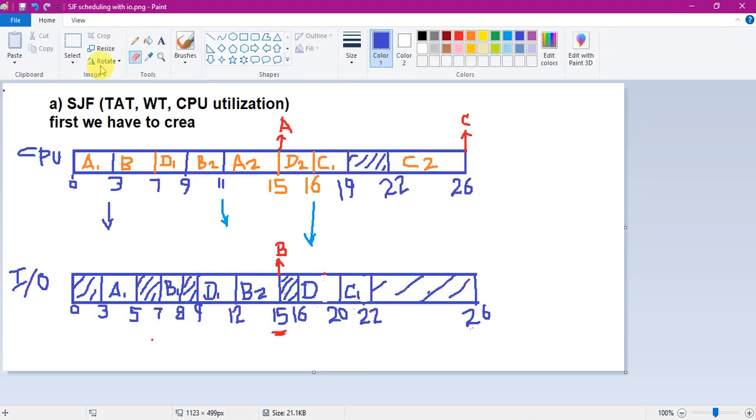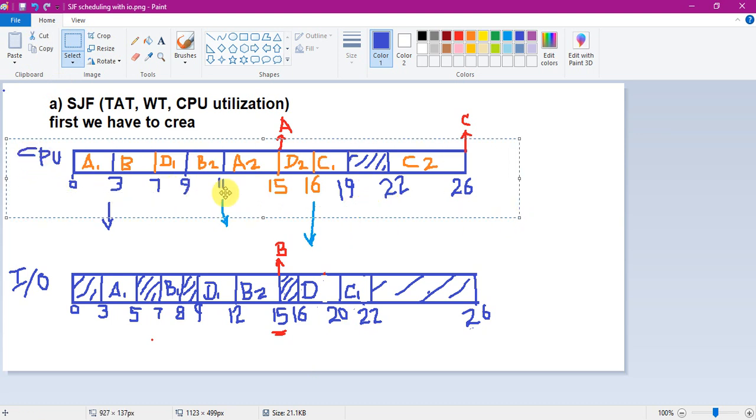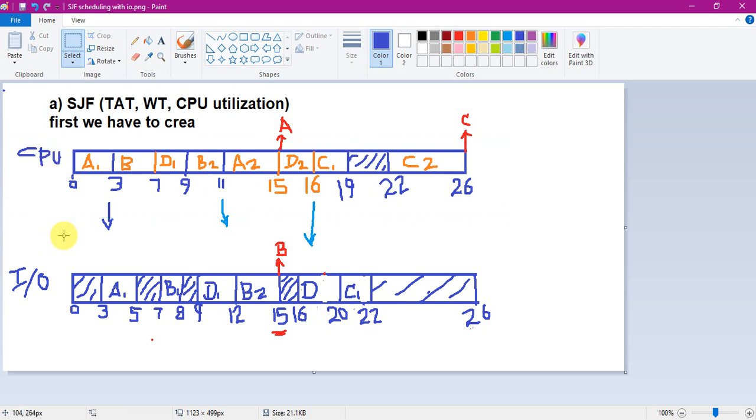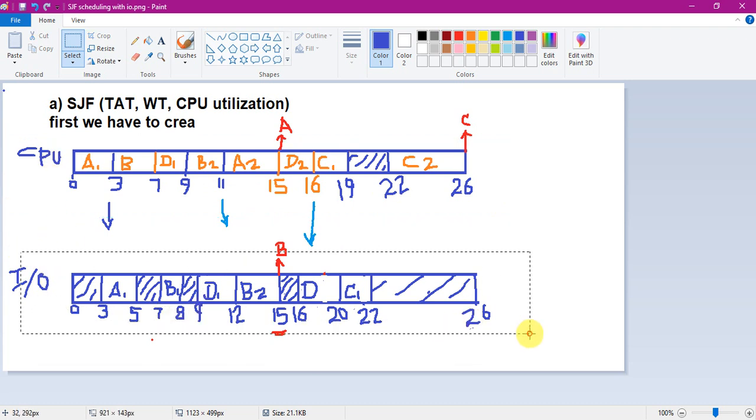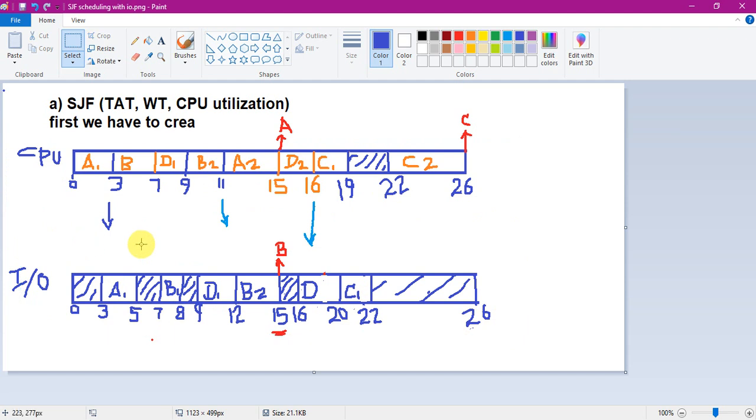Using the Gantt chart here, I used SJF, calculating TAT and IO utilization. I have to create a Gantt chart in 2 cases: first, the Gantt chart for CPU execution, and also the Gantt chart for IO utilization. Unless I get the real answer, I cannot complete my work. So here I completed each stage.